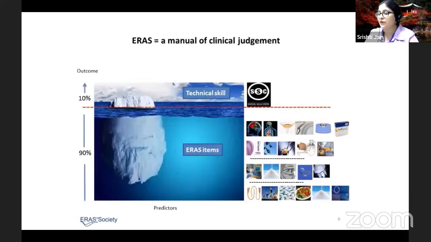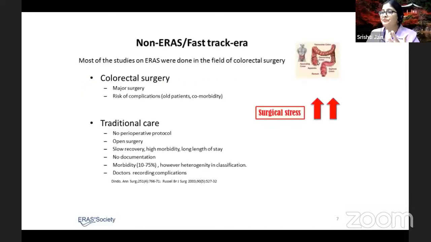So what is ERAS for the surgeons? On the y-axis we have the outcome, and on the x-axis we have the skills that are required. This is what ERAS is truly about. Your technical skills are just the tip of the iceberg. What really makes the difference, the 90% chunk which will have an impact on the outcome, would be the ERAS items we just read about in the first slide. So it is your ERAS items that would be the predictors of success. This is something we really have to remember.